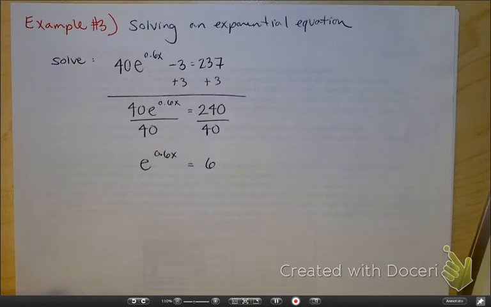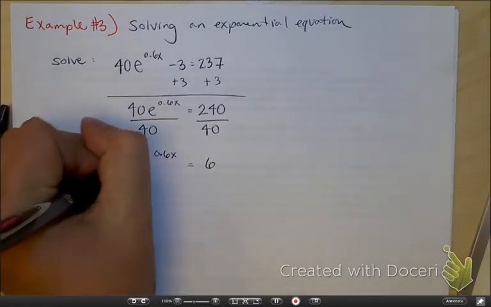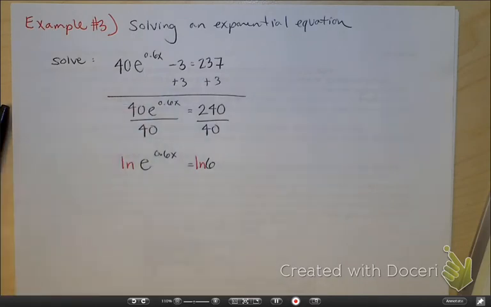Again, the point of doing that is that I want to isolate the exponential expression. And now I can move on to step 2, which says that we need to take the natural logarithm of both sides. So if I can just rewrite it on the same step, I can take the natural log of both sides.